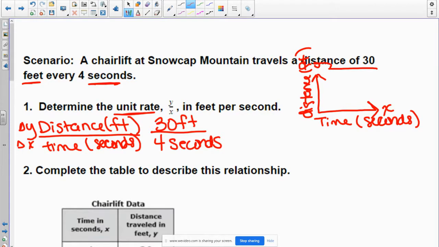So we're going to divide both. 30 divided by, well, we'll just divide it in 2 first, which means it'd be 15 feet in 2 seconds. But a unit rate, remember unit means 1, so we want to get down to 1 second. So we're going to divide by 2 again, and 15 divided by 2 is 7.5 feet in 1 second. So the answer to this question, determine the unit rate in feet per second, is 7.5 feet in 1 second.